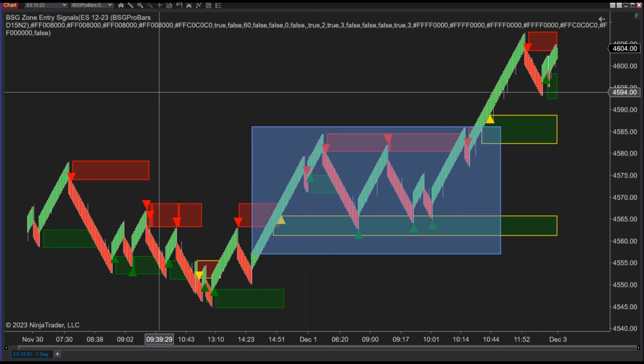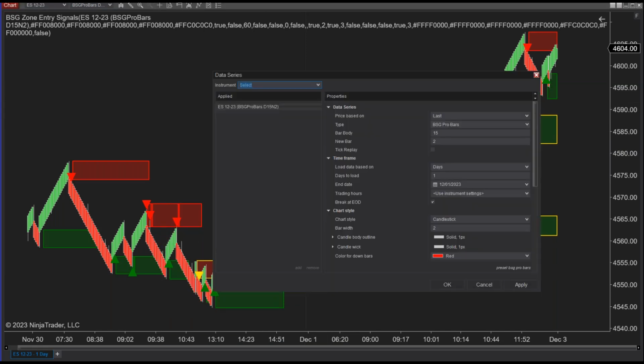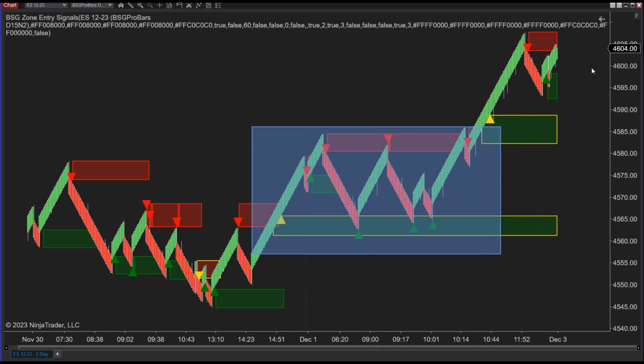One more thing about this indicator: you don't have to change any settings for ES, NQ, CL. It doesn't really matter because everything falls under the same strategy. You don't need to change anything. But for the ES chart, we have the Pro Bars at 15 and 2 for the bar size, and the incremental size 15 and 2. I have the same thing for CL. So let me switch to CL for a second.